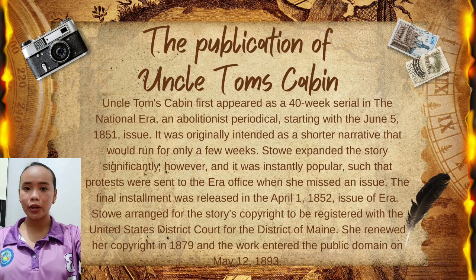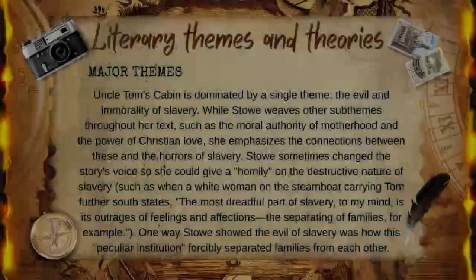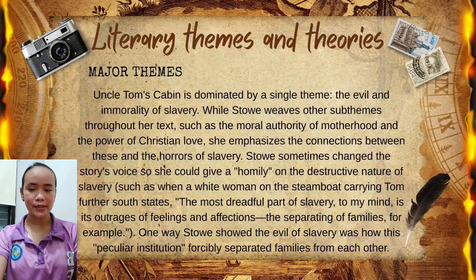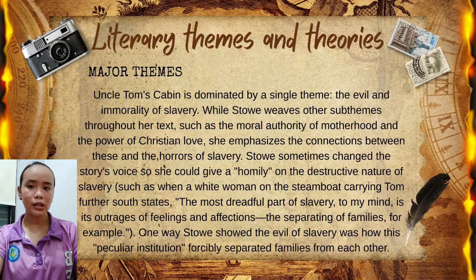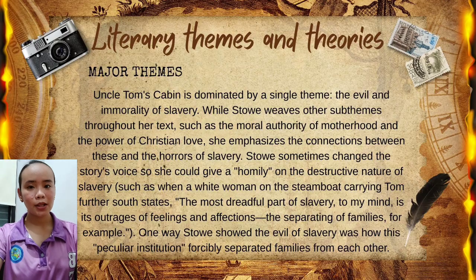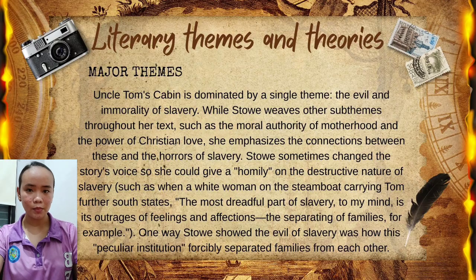Stowe arranged for the story's copyright to be registered with the United States District Court for the District of Maine. She renewed her copyright in 1879 and the work entered the public domain on May 12, 1893. We have here the literary themes and theories, but first we will talk about the major themes. Uncle Tom's Cabin is dominated by a single theme, the evil and immorality of slavery, while Stowe weaves other sub-themes throughout her text, such as the moral authority of motherhood and the power of Christian love.